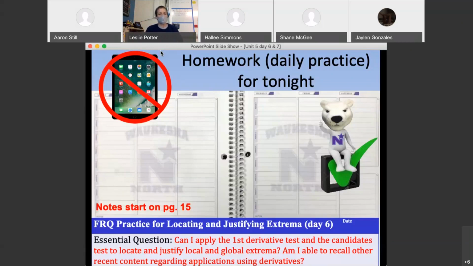And then a more general essential question: I'm able to recall other recent content regarding applications using derivatives. What I'm alluding to is, can I go back and talk about the mean value theorem or the extreme value theorem? Those are recent things. Can I write the equation of a tangent line? Remember the equation of the tangent line, it's written right in the front of the classroom.